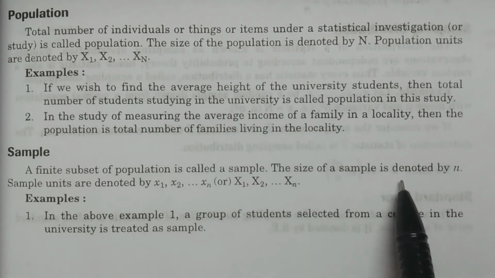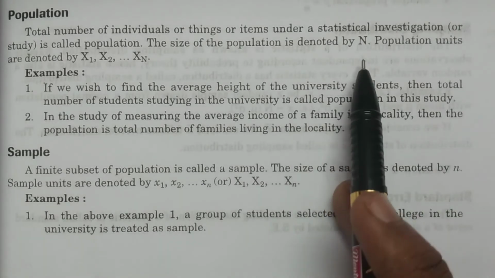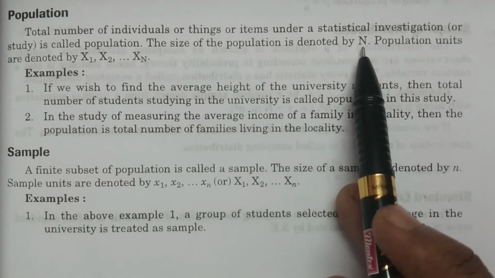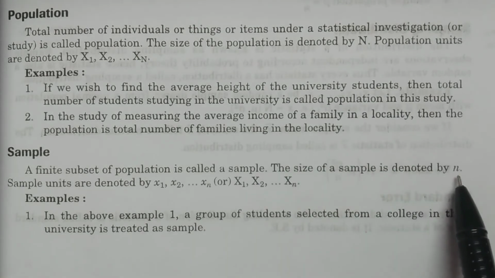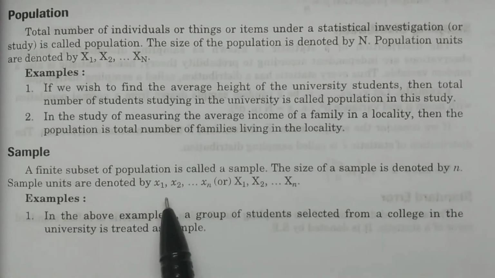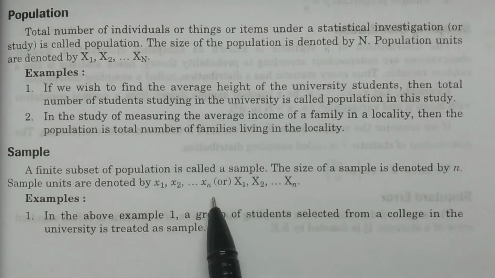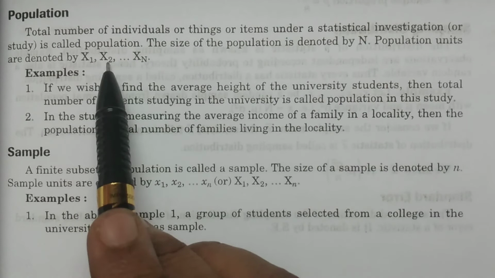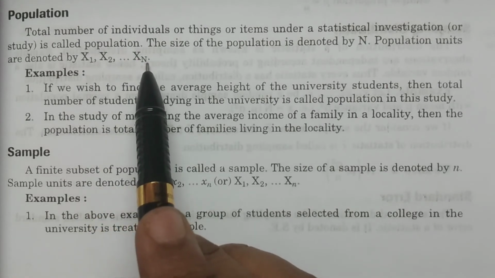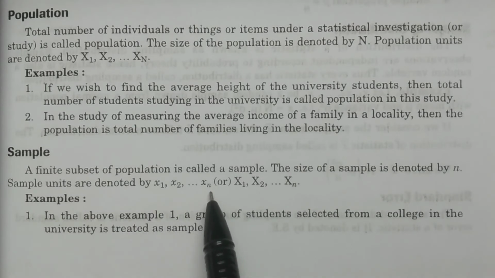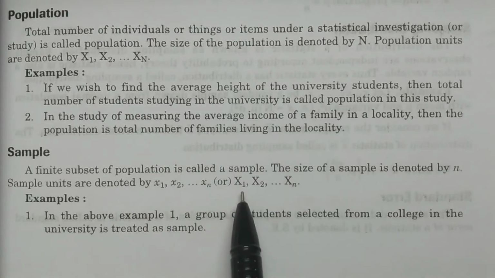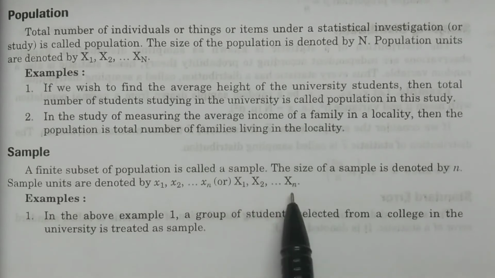The size of the sample is denoted by small n. You can easily observe that capital N is the size for the population and small n is the size for the sample. The sample units are denoted by small x1, small x2, small xn. Capital X1, capital X2, capital Xn is the notation for population units, and small x1, small x2, small xn is the notation for sample units.